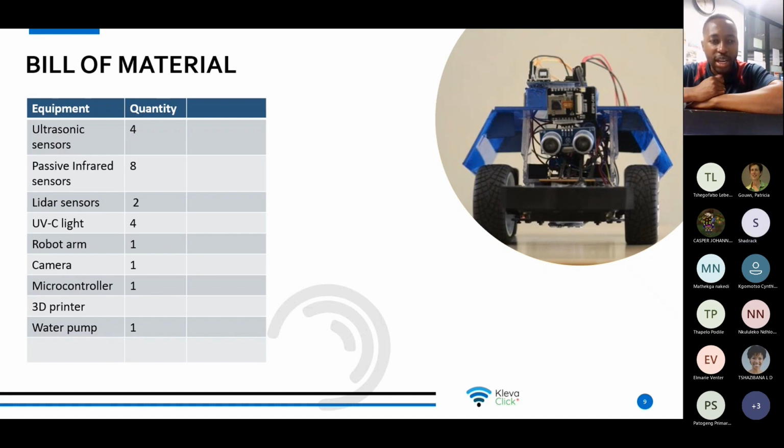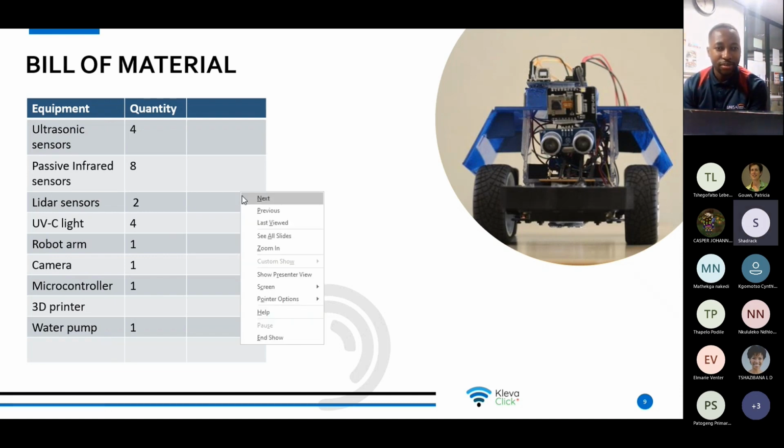Okay, and I see you also have passive infrared sensors, and you have 8 of them. What are passive infrared sensors? I wish Elise was here because he could have elaborated more on this one. Mainly the bill of materials, does that include the LiDAR sensors? What are LiDAR sensors as well? I see you have 2 of them. Are those the eyes or what? Exactly. So what do you use the LiDAR sensors for?